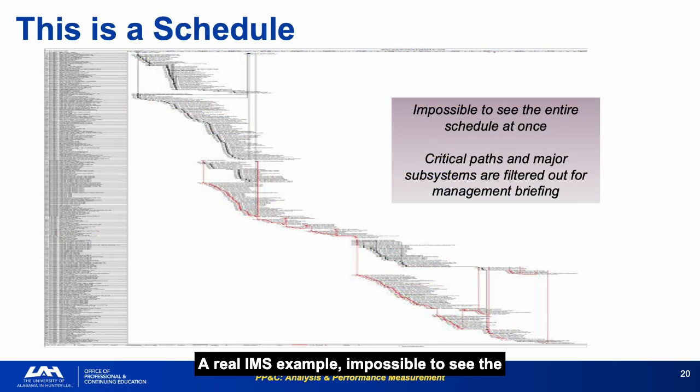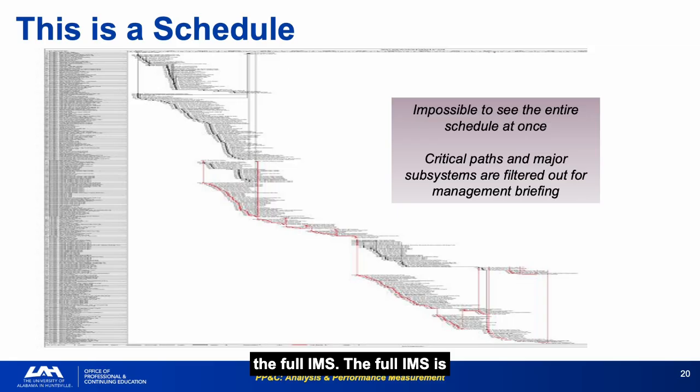A real IMS example. It is impossible to see the entire schedule at once. Critical paths and major subsystems are filtered out from the management briefing. The fact that the schedule cannot be shown in full on a single slide is not a problem. It is evidence that the schedule has the right level of detail to reflect actual work. Filtering from management briefings is the normal practice. You present the critical path and major subsystems, not the full IMS.